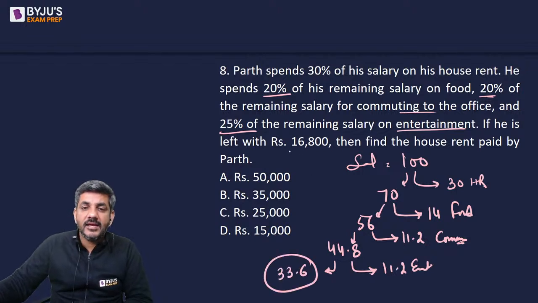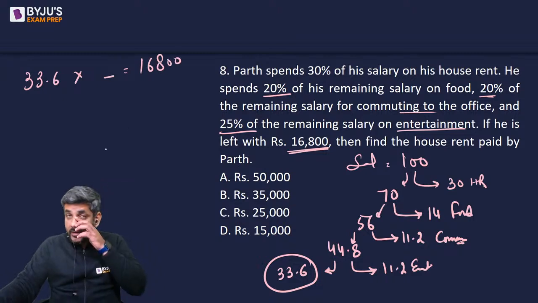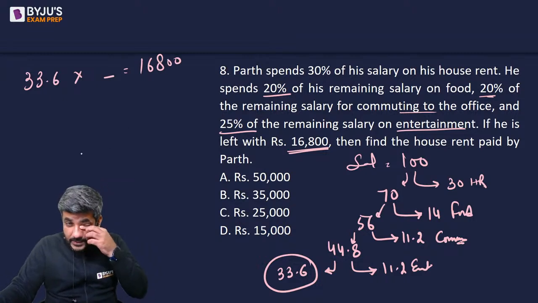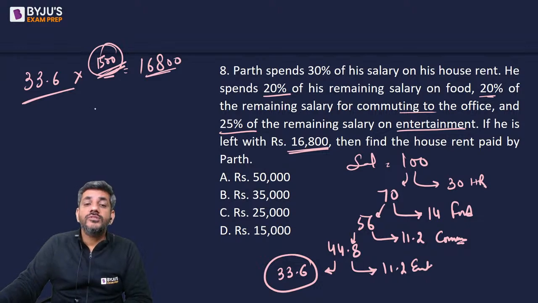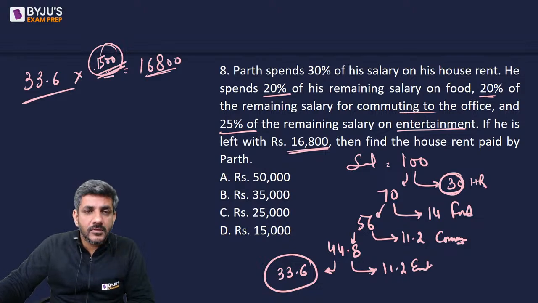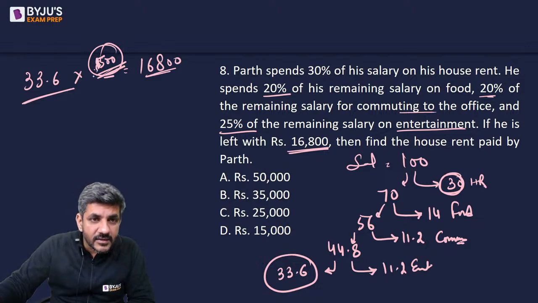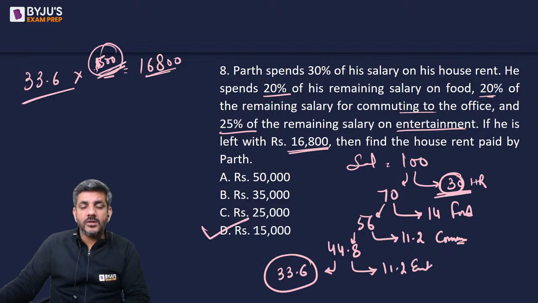This remaining salary is 16,800. So 33.6 into what should be 16,800. That's what I have to see now. Okay, how much does this come to? So I can see that half of 336 is 168. This means it will be 15 times, no, 1500 times. So 1500 times of 33.6 is this. Find the house rent paid by Parth, that is 30. So, sorry, it is not 1500, I wanted to say 500. It is 500. 500 into 30 is what he spent on house rent, that is equal to 15,000.